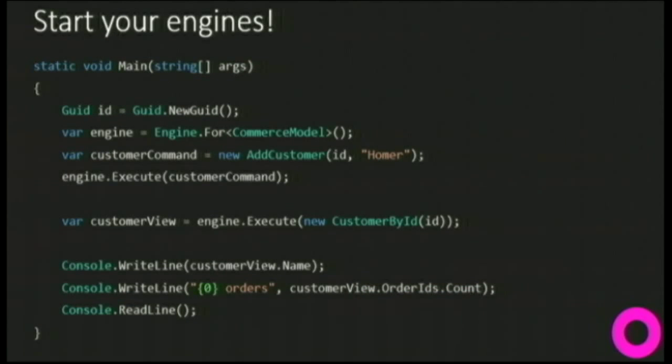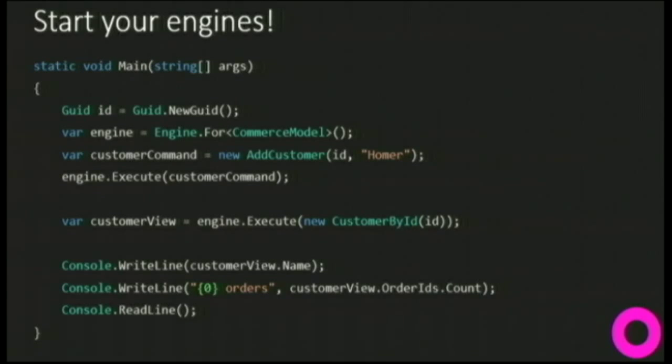Okay, so we have a model, we have commands, and we have queries, and here's how we can use it. We're doing a grid. The second line there, we're creating an engine with a convenience method, Engine.For. So it's basically saying, just give me an engine for this model. There's no configuration here, but we could pass a configuration object to that method, pointing out the location and other types of things. But it will look in the application configuration file for information.